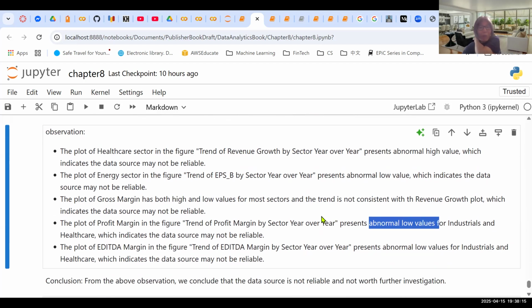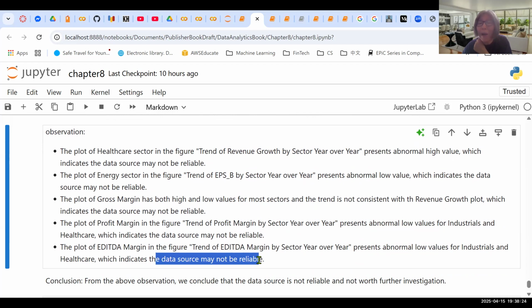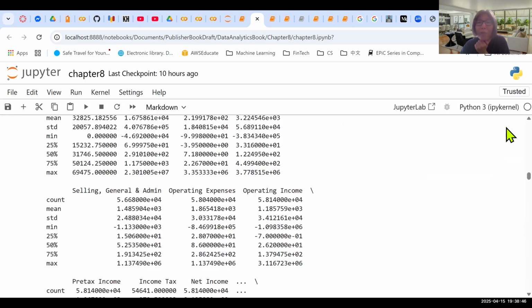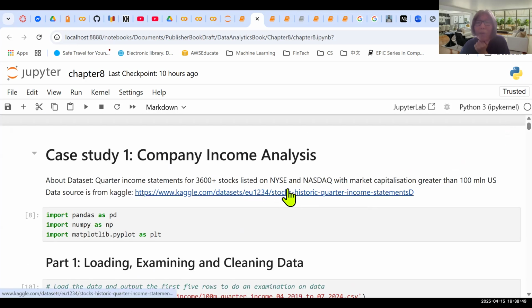So all of this gave us the impression that the data source may not be reliable. Our conclusion from the above observation is that the data source is not reliable. So it's not worth doing further investigation like modeling. After I analyzed the data, I found it's not reliable. So maybe that's the reason the owner took this data set off Kaggle. That's maybe the reason.